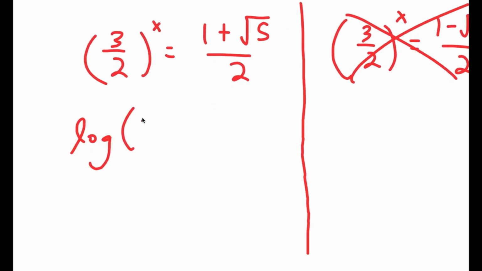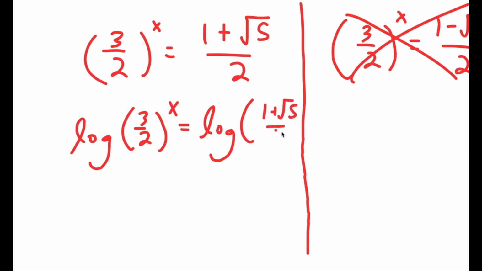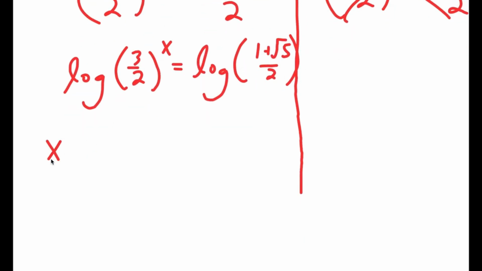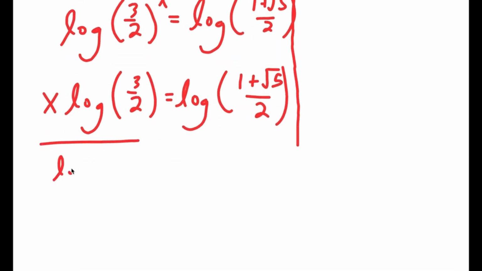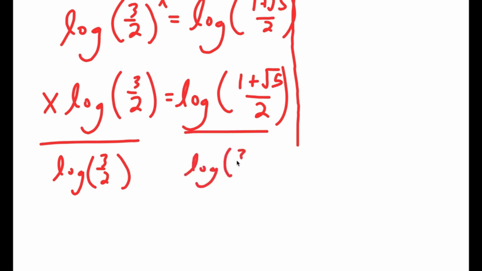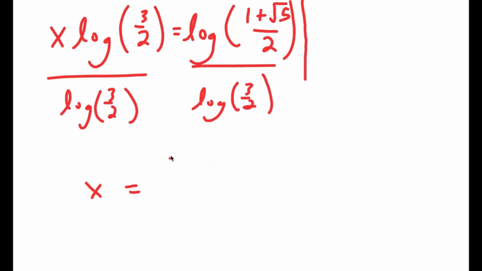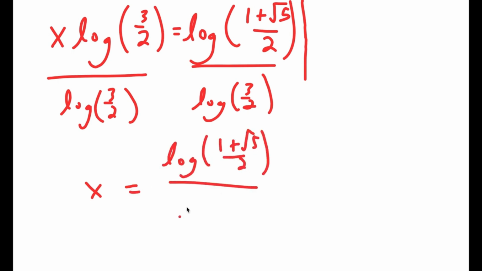And to solve this, I'm going to take the log on both sides. So I have log of (3 over 2) to the power of x is equal to log of (1 plus the square root of 5) over 2. So now this turns into x times log of 3 over 2 is equal to log of (1 plus the square root of 5) over 2. And now if I divide both sides by log of 3 over 2, I get x is equal to log of (1 plus the square root of 5) over 2, over log of 3 over 2.